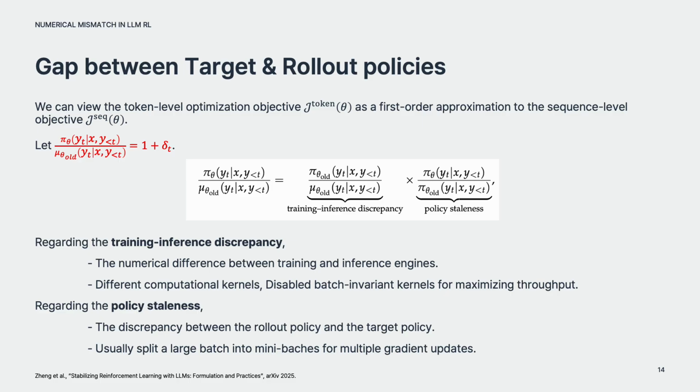Policy staleness, on the other hand, arises because the parameter updates are delayed. And this gets worse in practical reinforcement learning, since we often generate a large batch of rollouts once and then split it into multiple mini-batches for several gradient updates. As a result, the responses are sampled from a policy that is far outdated relative to the current parameters, which amplifies the mismatch.